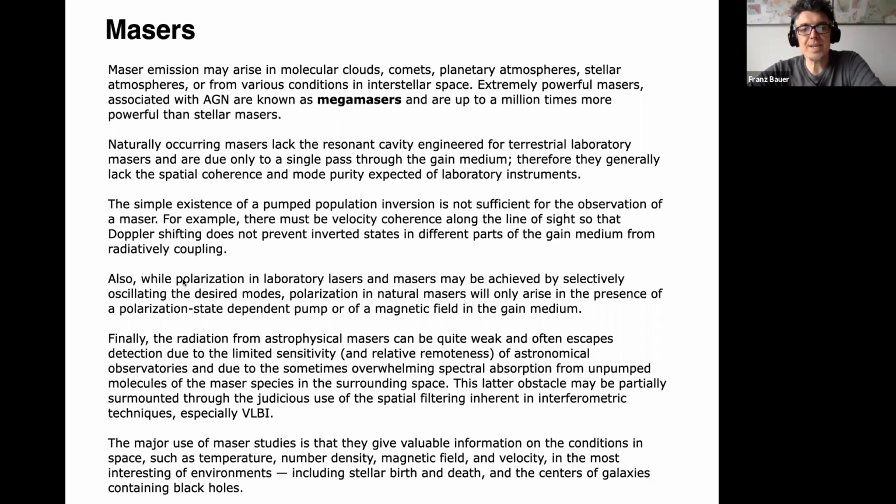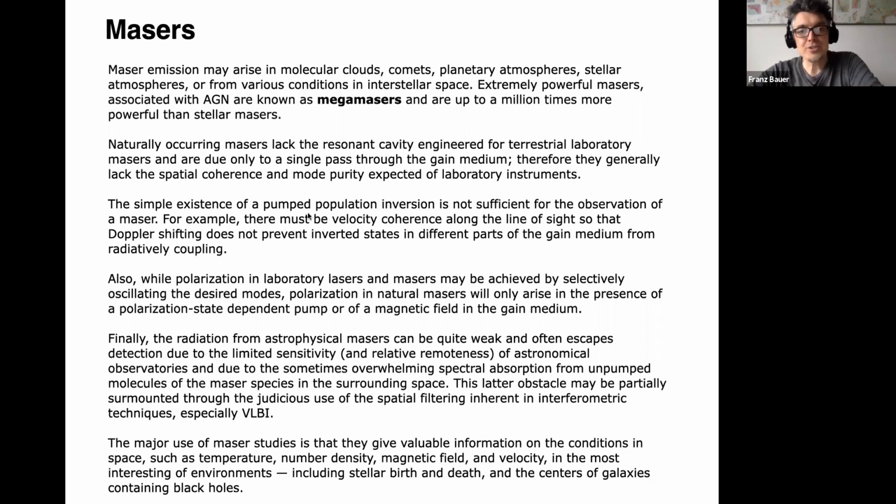Generally speaking, you also have polarization here, which occurs. Polarization in the laboratory is generally achieved by selecting certain modes. In natural masers, you have to have the presence of polarization state dependent pumping, or you have to have a magnetic field that's preferentially aligning the molecules. But then you can get relatively high polarizations from these masers.